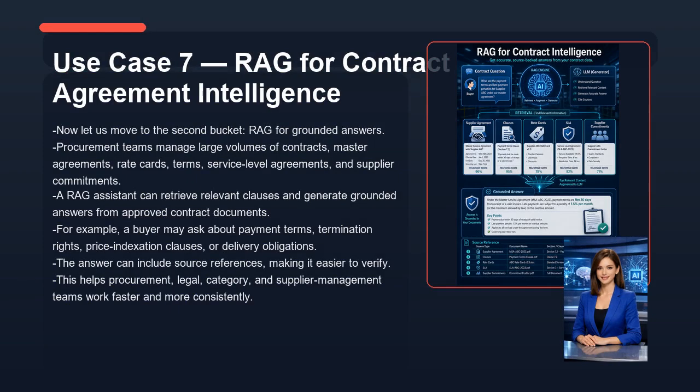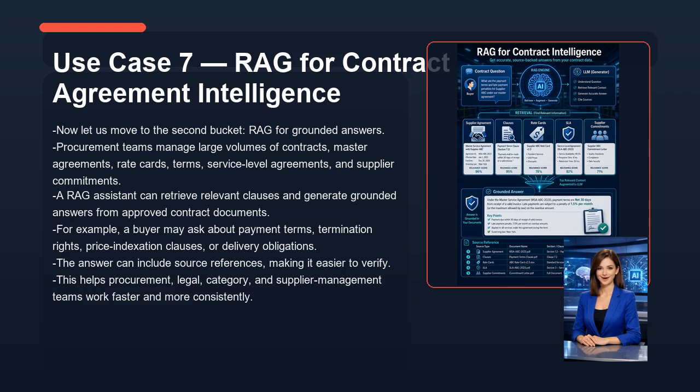Now let's look at use case 7, RAG for contract and supplier agreement intelligence. Now let us move to the second bucket, RAG for grounded answers. Procurement teams manage large volumes of contracts, master agreements, rate cards, terms, service level agreements, and supplier commitments. A RAG assistant can retrieve relevant clauses and generate grounded answers from approved contract documents.